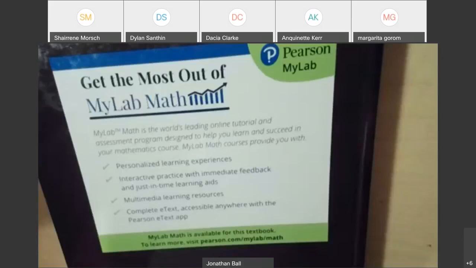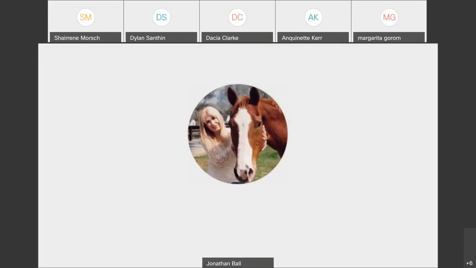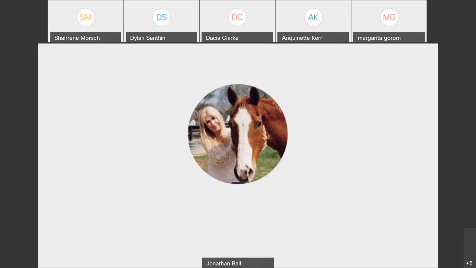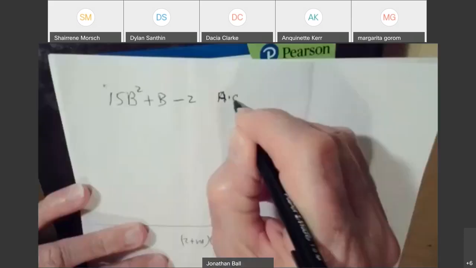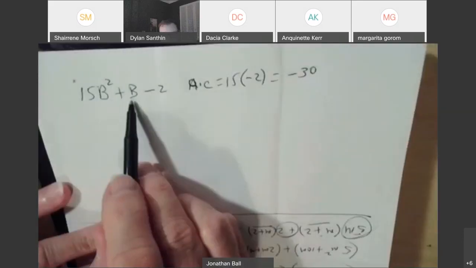Okay. So if we have 15b squared plus b minus 2. A times c is 15 times negative 2, which is negative 30. Now we want the factors of negative 30 that combine together to give us positive 1.